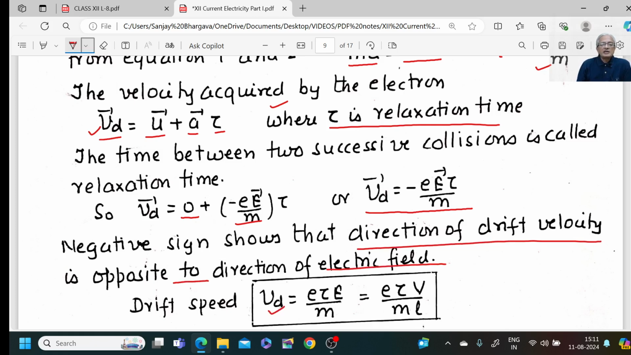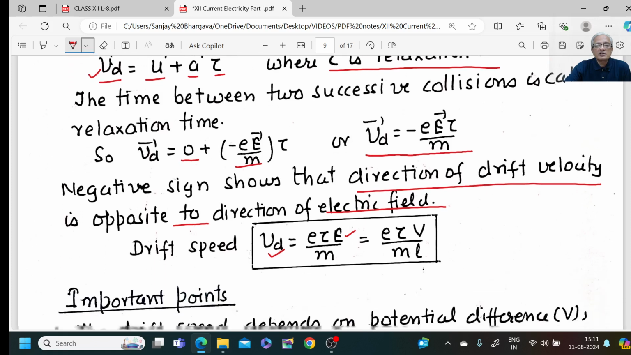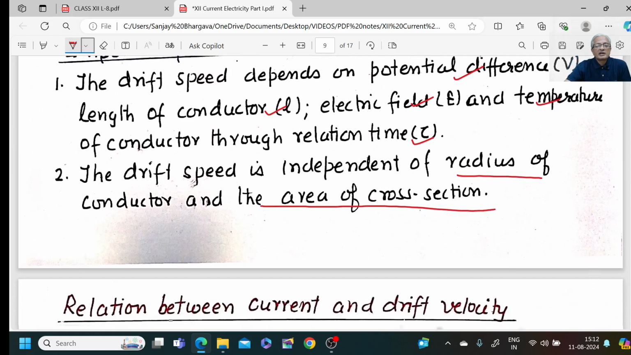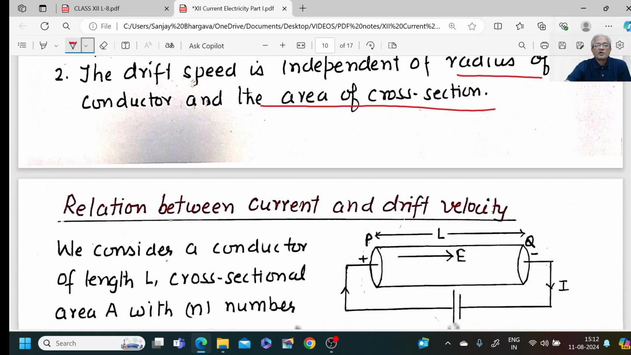So vd is equal to eE tau upon m. And remember, E can be written as V by L. So what are the factors upon which the drift velocity depends? Let us see. The drift speed depends upon potential difference, length of the conductor, electric field, temperature of the conductor through relaxation time. The drift speed is independent of radius of conductor and the area of cross section. It does not depend upon radius, and neither does it depend upon area of cross section.